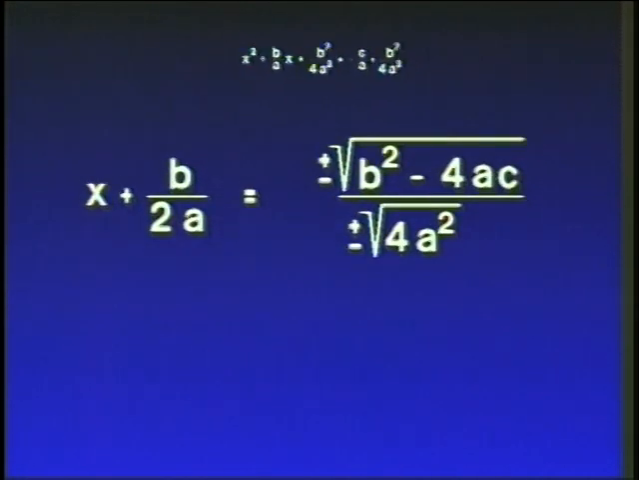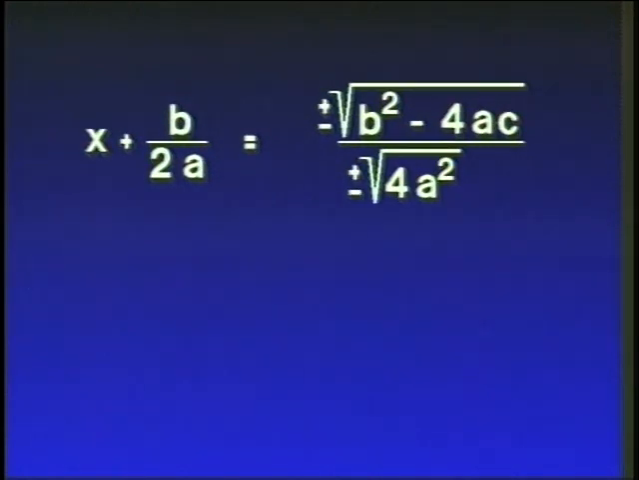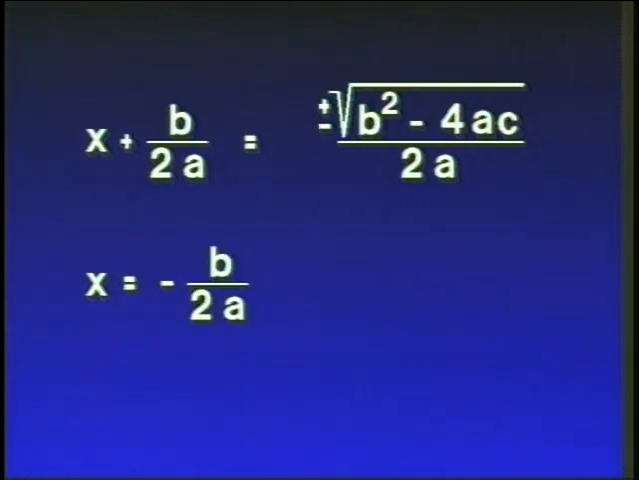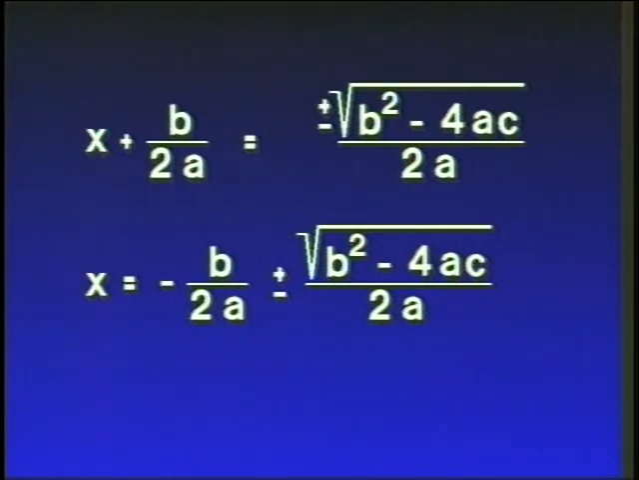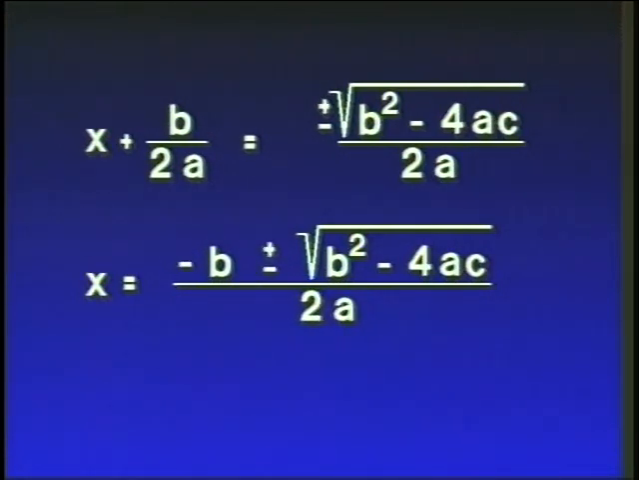And in the denominator, the plus or minus square root of 4a squared will give us plus or minus 2, the absolute value of a. You see, the square root of the 4 gives 2. The square root of a squared gives absolute a. But plus or minus 2, the absolute value of a, is the same thing as 2a. Well, now we'd like to clear that b over 2a from the left side, so we'll subtract b over 2a from both sides. Now notice that we have a common denominator. Bringing the fractions together, we get our quadratic formula.